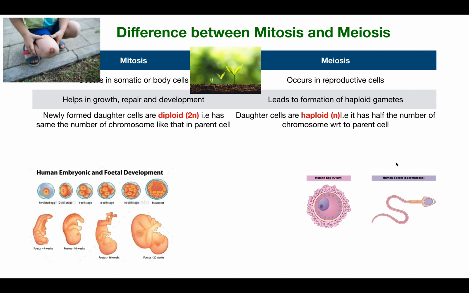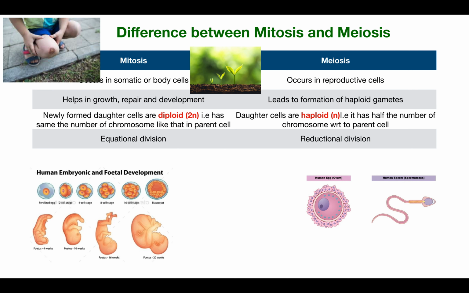That's why we are using the term haploid here. Half the number of chromosomes, hence haploid. Now in the case of mitosis, as the daughter cell carries the same number of chromosomes like that of the parent cell, it is also referred to as the equational division. Whereas in the case of meiosis, the newly formed daughter cell will have only half the number of chromosomes. The chromosome number reduces to half, hence it is known as the reductional division.